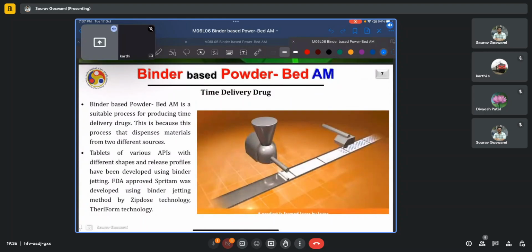Here we also have the plots for the time delivery of drugs. And it also shows the production line. So here you have the powder getting dispensed from the top. This is the powder, not the binder, please be sure. And this gauntlet is continuously moving. And here we have a roller. So the roller will compact as well as evenly spread the powder along the gauntlet.